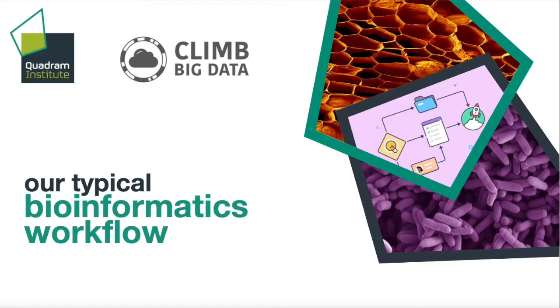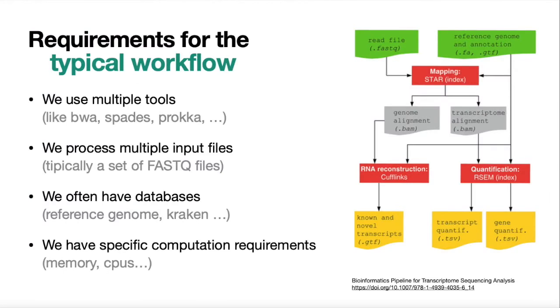So let's see a typical workflow. This diagram comes from a paper, so it's a real-life example. We have some input files. Usually we have some FASTQ files from the sequencer, and sometimes we have databases or reference genomes or annotations. In this case, we have both. It's an RNA-seq pipeline, so we have both.